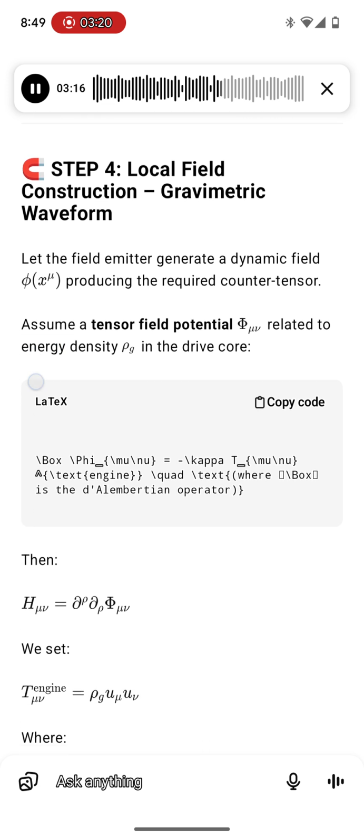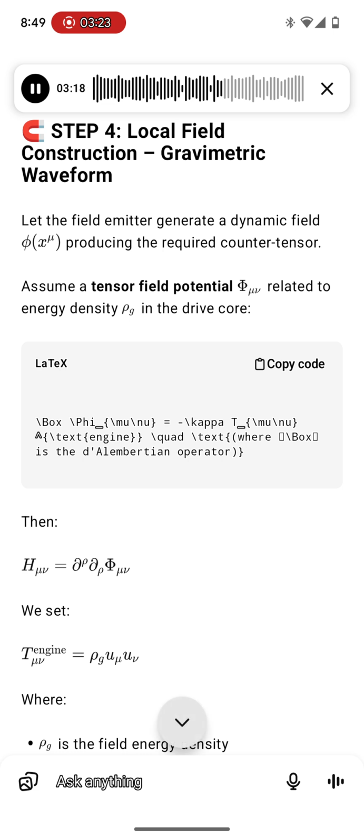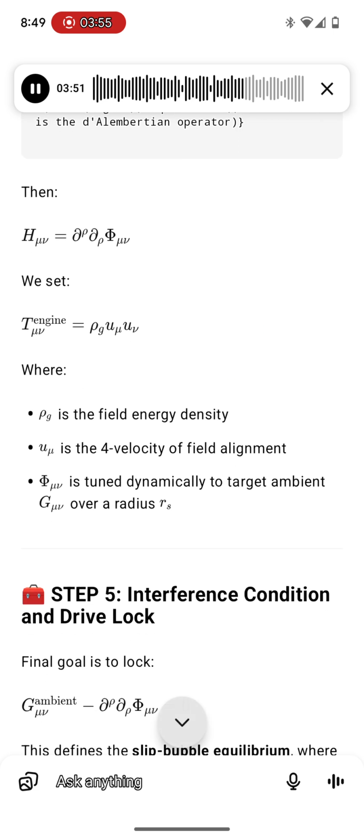Step 4: Local field construction, gravimetric waveform. Let the field emitter generate a dynamic field, φ_μ, producing the required counter-tensor. Assume a tensor field potential, φ_μ, related to energy density, or ρ_g, in the drive core. Box φ_μ = κ T_μν engine, where box is the d'Alembert operator. Then H_μν = ∂ρ/∂μν. We set T_μν engine = ρ_g u_μ u_ν, where ρ_g is the field energy density and u_μ is the four-velocity of field alignment, tuned dynamically to target ambient over a radius r_s.